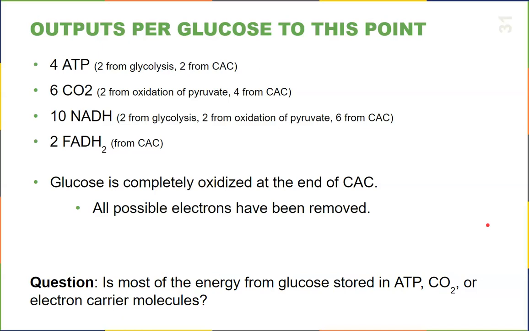So to this point, we did glycolysis, we did acetyl-CoA formation, and then we did the Krebs cycle. To this point, this is what we've made. We made 4 ATP, a net of 2 from glycolysis, and then 2 from the citric acid cycle, the Krebs cycle. And then we have 6 CO2, 4 of which come from the Krebs cycle. And then we have 10 electron carriers and 2 more electron carriers.